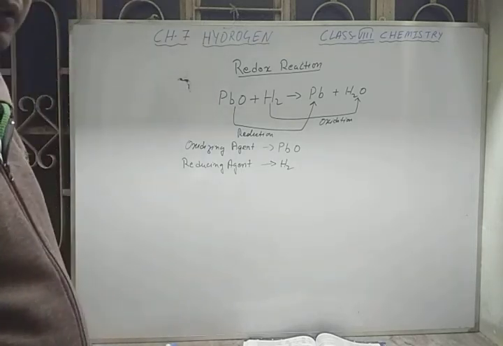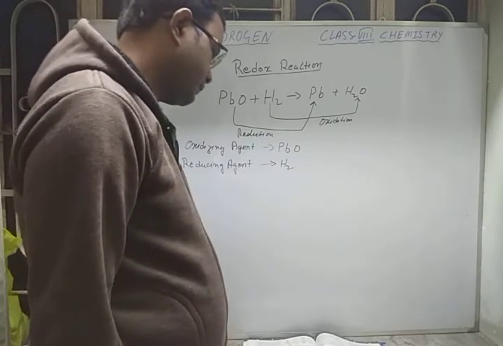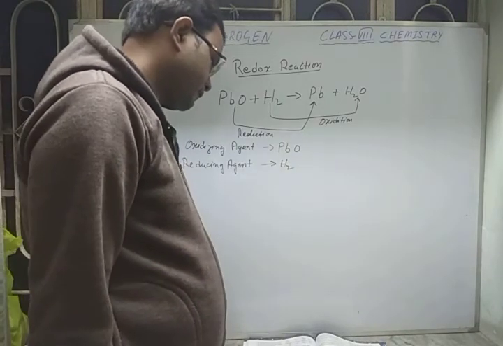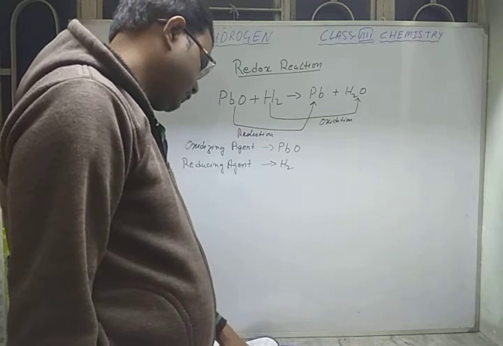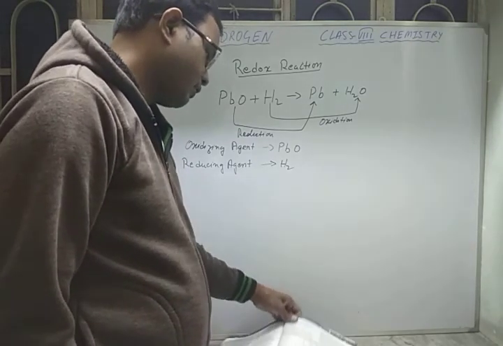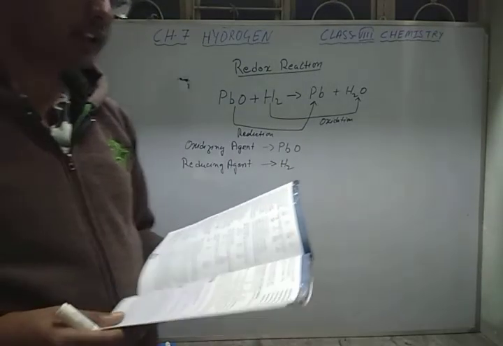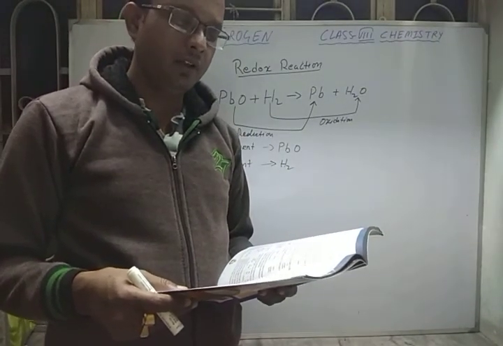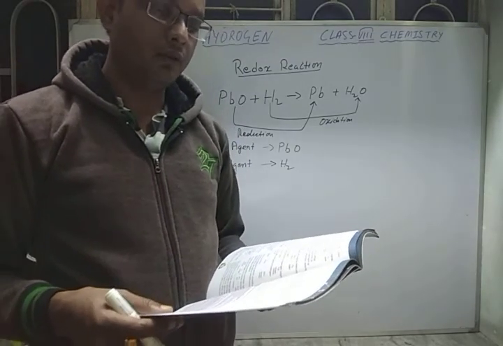Another example of oxidation and reduction is loss and gain of electrons. There are vast examples of this. Oxidation is also defined as loss of electron of an atom to form an ion, and reduction is a gain of electron to form an ion.